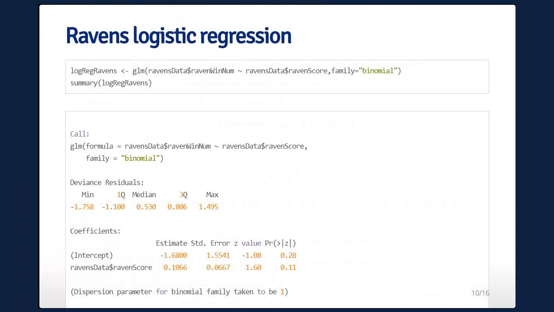So let's look at our logistic regression here and how we fit it. Here's our logistic regression for the Ravens data. We do glm. Our outcome is a function of our score, so that's going to do an intercept plus the score, and family equals binomial says that it's going to be logistic regression. You can give a different link function if you want, but by default it assumes a logit for the binomial. And then you can do summary, which will give you your coefficient table.